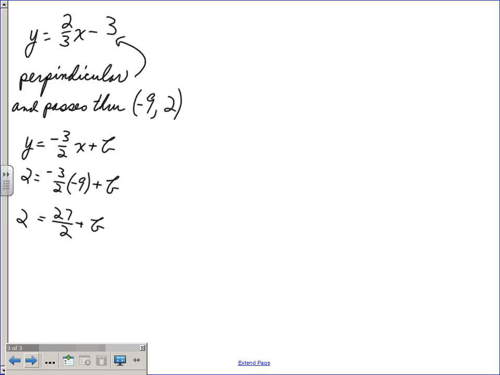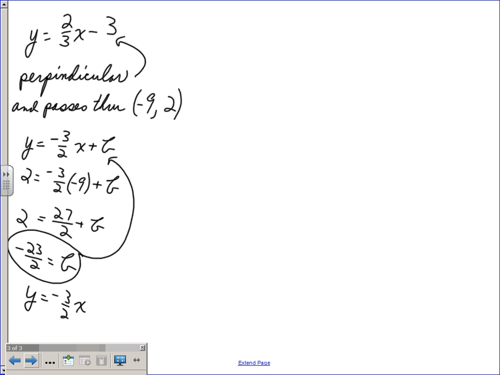All right. Anyway, this is 4 over 2. 2 is the same as 4/2. Subtract 27 from each side, and I have negative 23 over 2. And that becomes my b. Again, I like working with fractions. So I'm going to take this information here, put it up there. And so I have y equals negative 3/2 x minus 23 over 2.